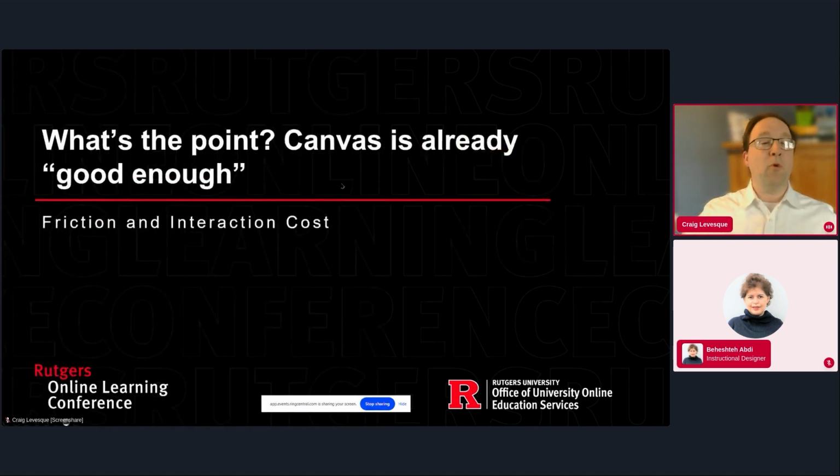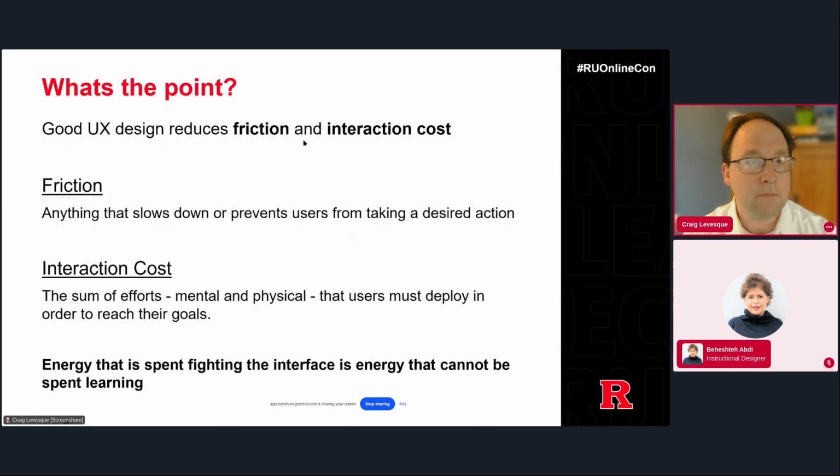So, what's the point? Canvas is already good enough, right? Well, for the most part, it is. What we're going to focus on is reducing two things, friction and interaction cost. So, friction is anything that slows down or prevents users from taking a desired action, while interaction cost is the total amount of things that the user must do to accomplish their goal.